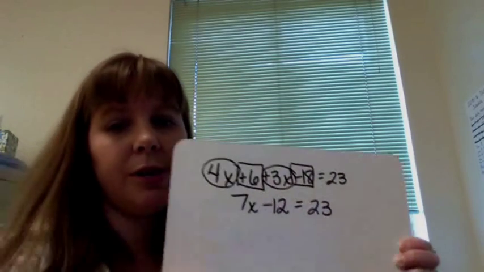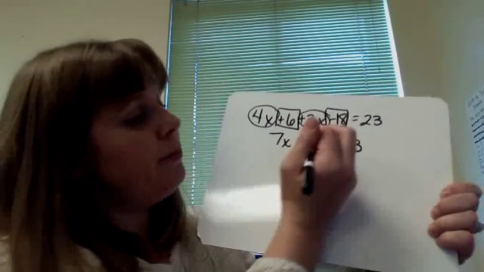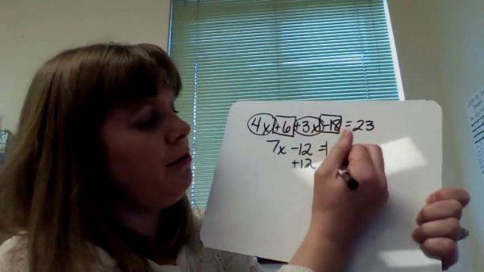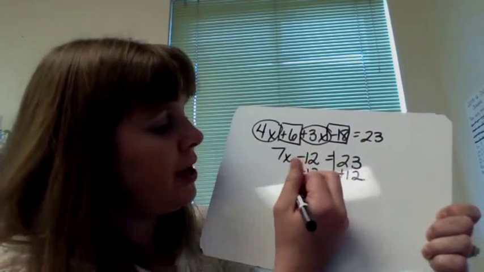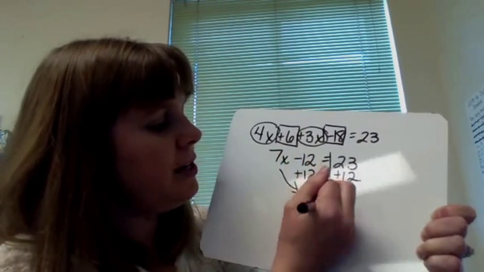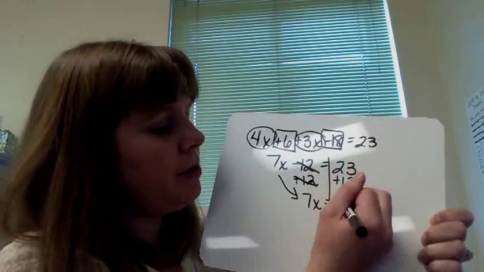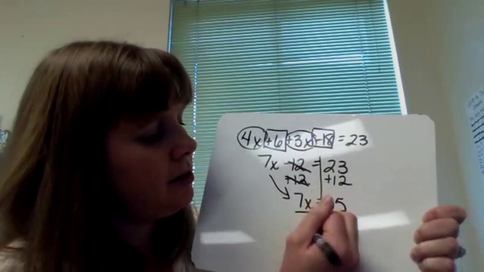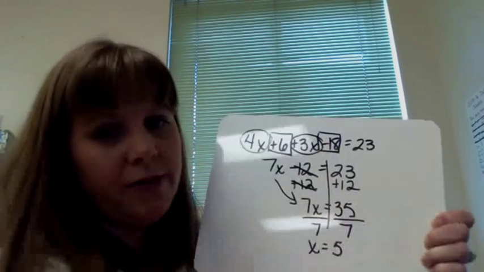So now I have a two-step equation: 7x minus 12 equals 23. I can solve like normal. Draw my line. I'm going to first get rid of the minus 12 by doing the opposite, my inverse operation, so add 12. That gives me the 7x carrying down. The 12s are canceling each other out. On the other side, 23 plus 12 is 35. Now 7 times x, I divide both sides by 7. x is equal to positive 5.